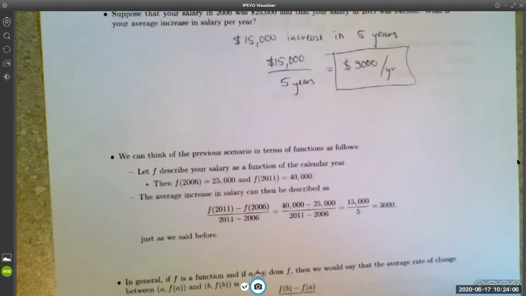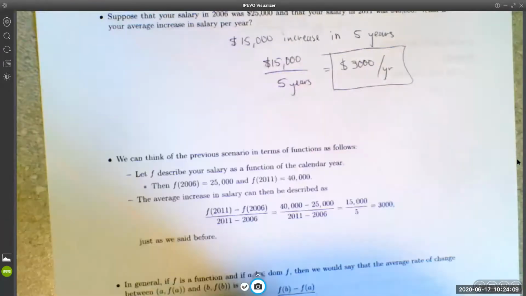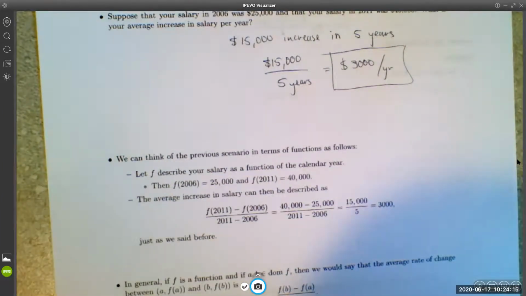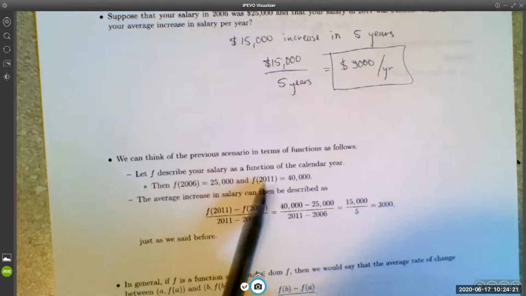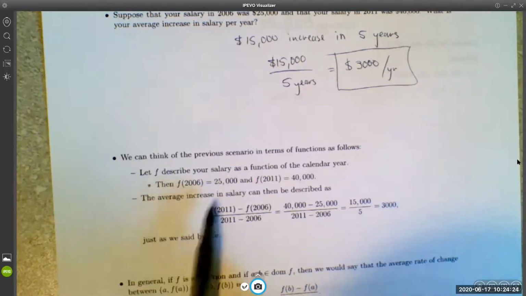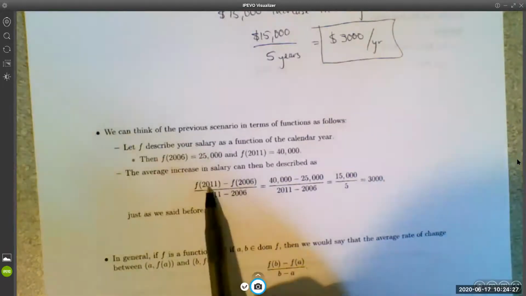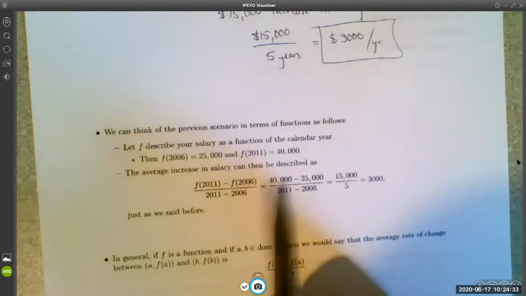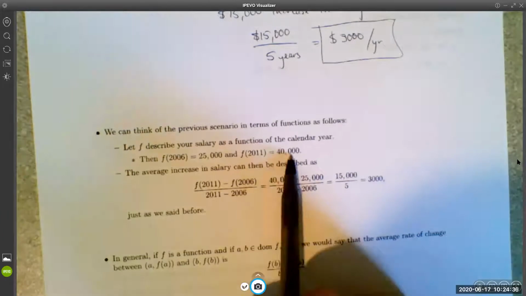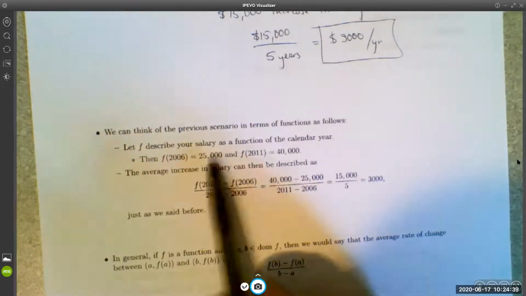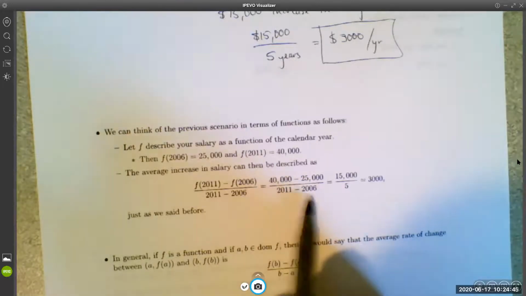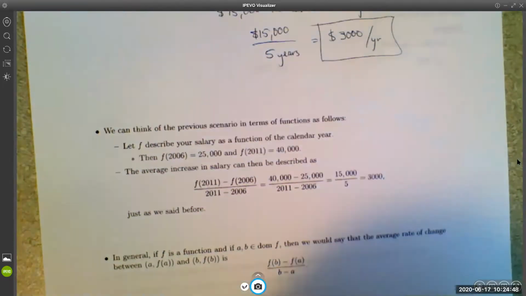We can think of the previous scenario in terms of functions as follows. Let f describe your salary as a function of the calendar year. Then in that case, f of 2006 is 25,000 and f of 2011 is 40,000. The average increase in salary can then be described as f of 2011 minus f of 2006 divided by 2011 minus 2006, because f of 2011 would be the 40,000 that you ended up with. f of 2006 would be the 25,000 you started with. So it's the change in your salary divided by the change in years. You get 3,000, just like we said before.